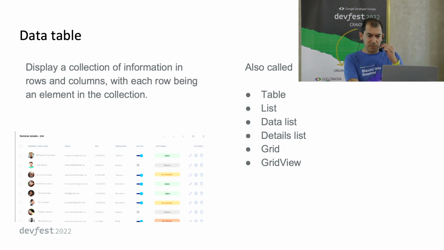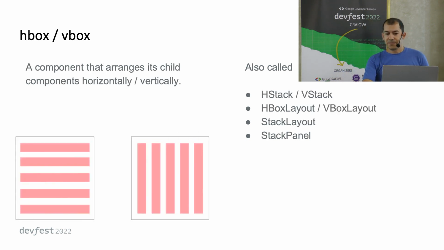And one more example, real quickly. It's the HBox or VBox, which is a component that just arranges your content either horizontally or vertically. And then it's called HStack or VStack if you're using any of the Apple products, or HBox layout and VBox layout if you're using Qt, or stack layout and stack panel if you're using .NET. And it gets really confusing.